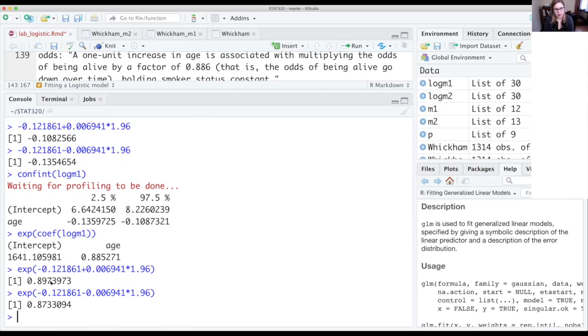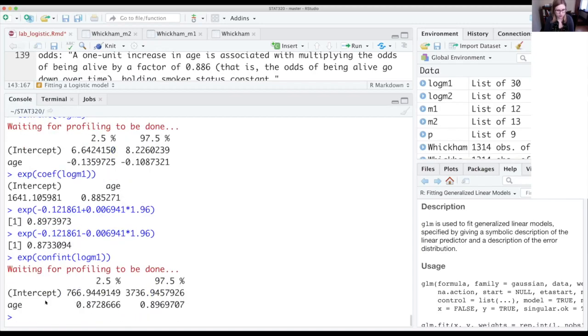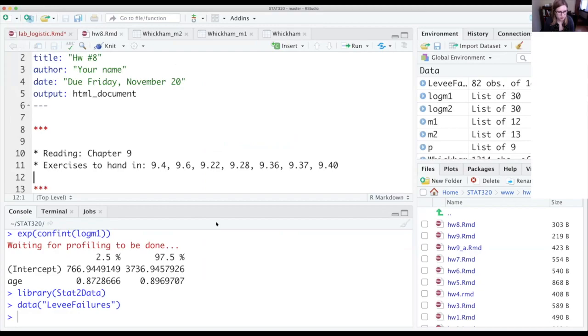That looks vaguely right. So you could kind of do it from the table and then exponentiate the numbers, but it's also fine to do exp of confint of the log m1. And is that the same? Just about. Yeah, again, maybe there's some rounding error because it's not exactly 1.96, so I'm estimating there. And do some two-way tables.